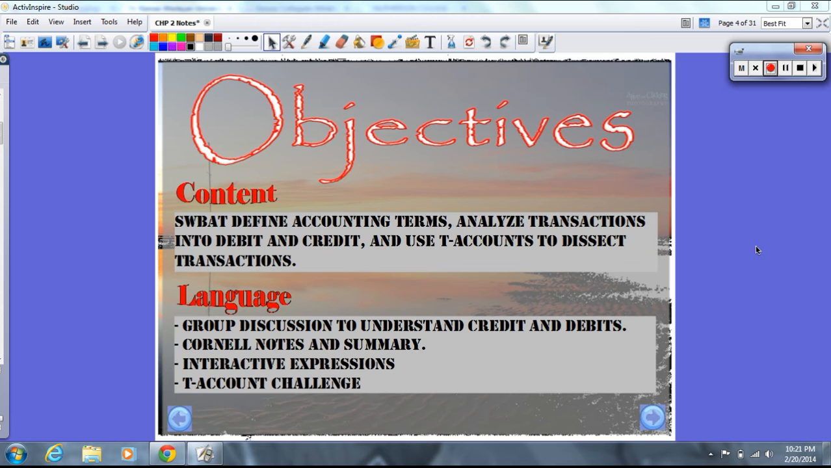So we're on chapter 2 now, and the majority of chapter 2 talks about the T account. But before we get started, let's talk about what your objective is going to be, or your goal for this chapter. What you need to be able to do is define accounting terms, analyze transactions into debit and credit, and use T accounts to dissect transactions. Before we're done with this chapter, hopefully you'll be able to do those things.